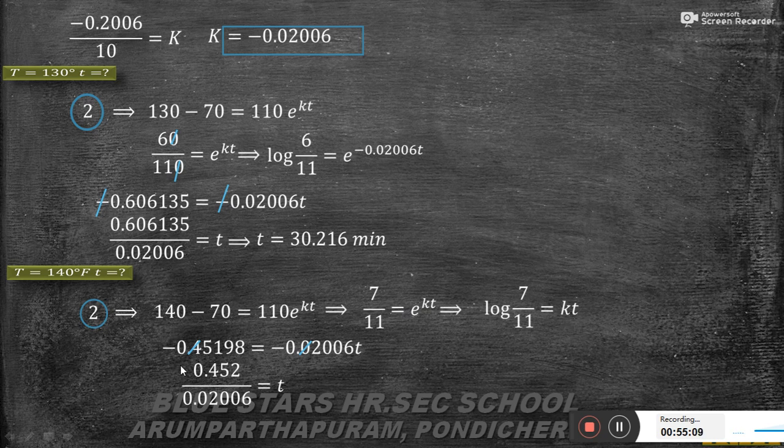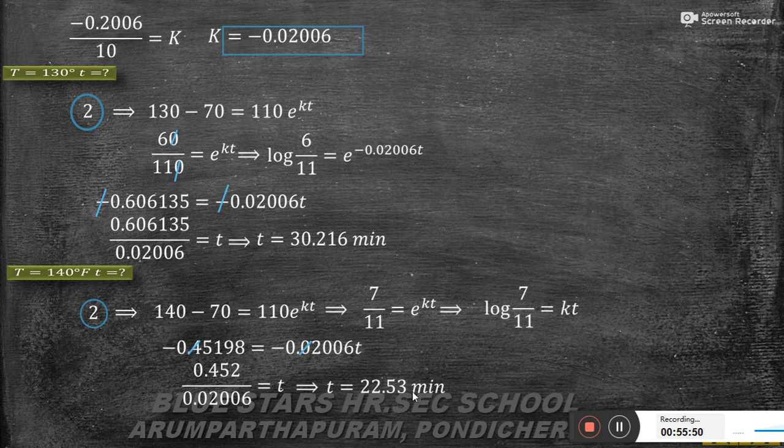So therefore the next step, log of 7 by 11 is minus 0.45198 equal to, the kt value is minus 0.02006 into t. So the next step, minus cancelled. So 0.452 equal to, I round up this decimal value, 0.4519, after the 5 we add the 1, 1 plus 1 is 2. So 0.452 by 0.02006 equal to t. So the next step, therefore t equal to 22.53 minutes.